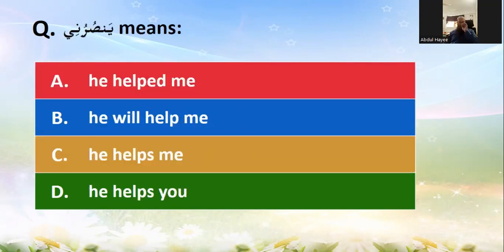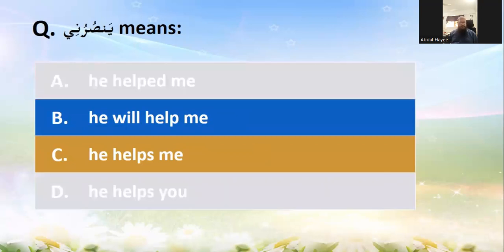Yes, yansuruni means he helped me, he will help me, he helps me, he helps you. A, B, C, D. Yansuruni. B and C. Again, two meanings because it is mudari. He will help or he helps.